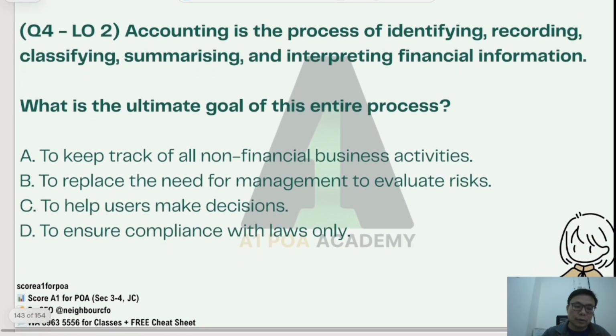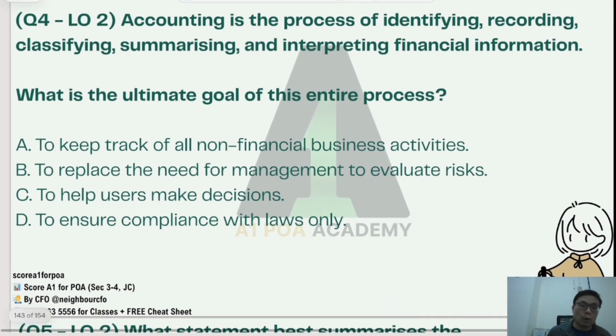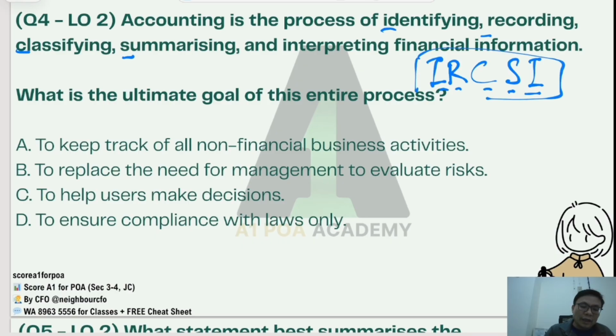We are now transitioning from LO1 to LO2 as far as the MCQ questions are concerned. So for LO4, accounting is the process of identifying, recording, classifying, summarizing, and interpreting financial information. So we have I, we have R, we have C, we have S, and we have I. What is the ultimate goal of this entire process?